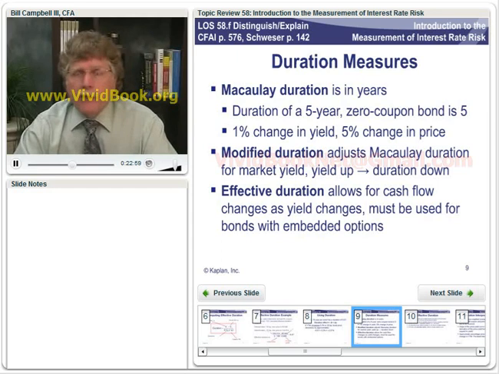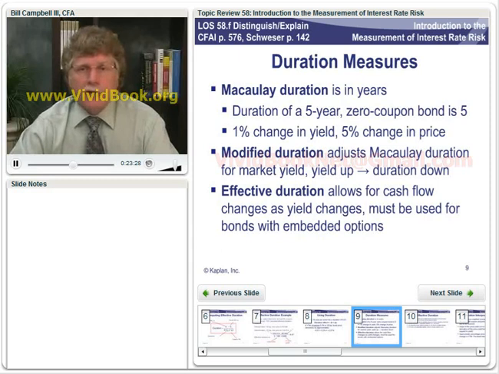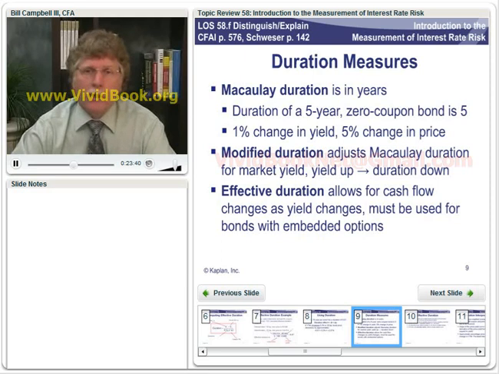Both modified duration and Macaulay duration assume that the cash flows are not going to change. Well, you know that there are some bonds where the cash flows do change. If you have embedded options, then the cash flows might change. If interest rates change enough, somebody might exercise a call option or exercise a put option, and therefore the cash flows would change. Modified duration and Macaulay duration can't take that into account. We use something called effective duration. Effective duration allows that the cash flows might change, and so it's useful when we're trying to determine the price sensitivity for bonds that have embedded options. Modified duration won't work, Macaulay duration won't work, effective duration does.